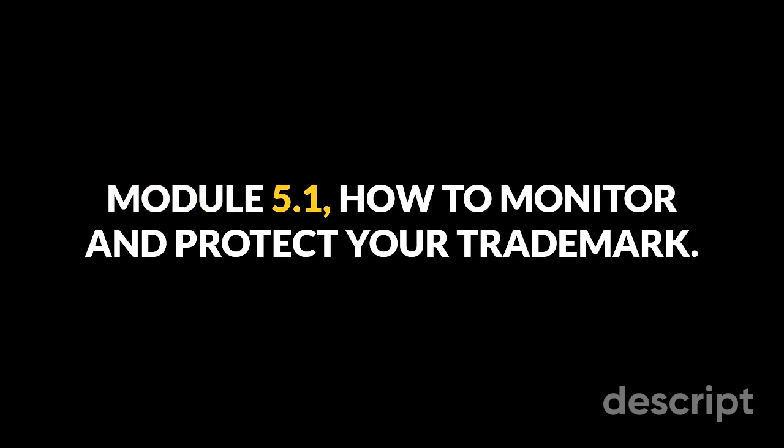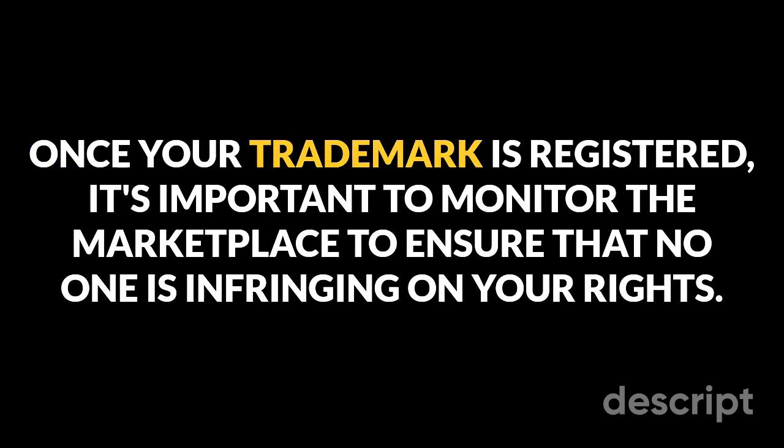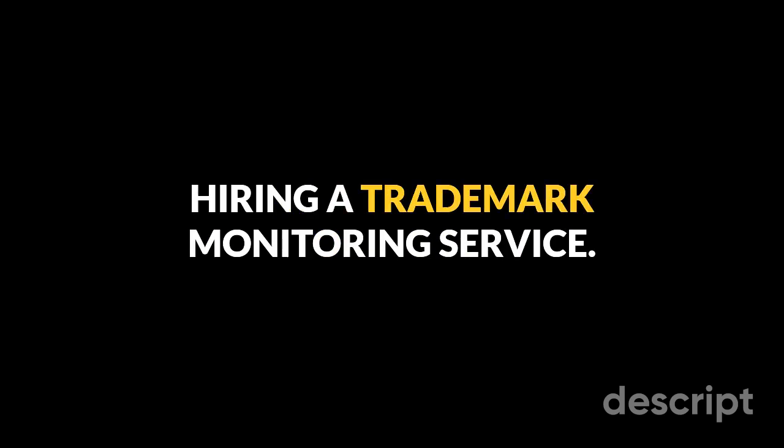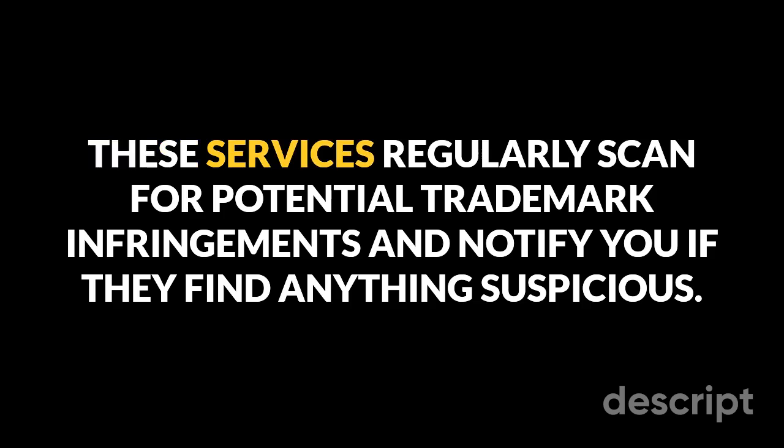Module 5.1. How to monitor and protect your trademark. Once your trademark is registered, it's important to monitor the marketplace to ensure that no one is infringing on your rights. This can be done by setting up alerts. Use online tools to receive notifications if someone is using your name, logo, or brand elements. Hiring a trademark monitoring service. These services regularly scan for potential trademark infringements and notify you if they find anything suspicious.